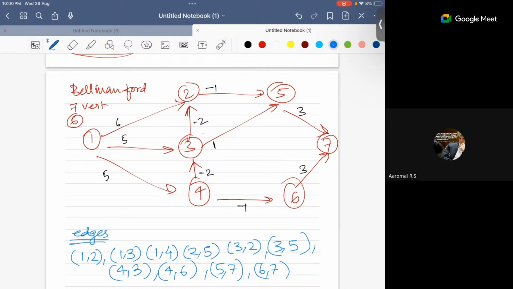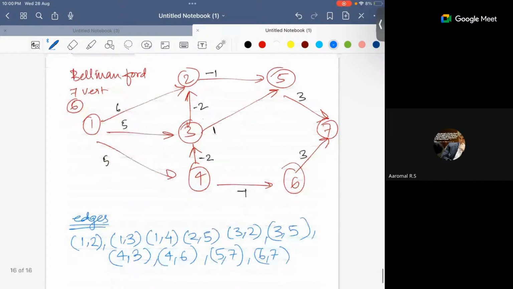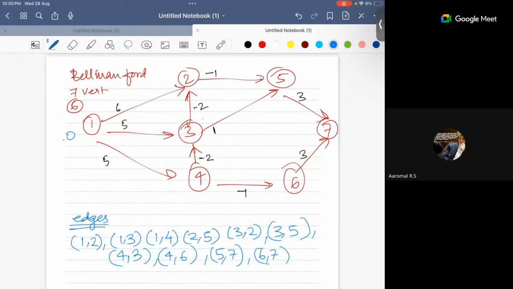And you have to relax how many times? Let's start with the first iteration. Let's write the values: the source is 0 and all the others are infinite. Start the first iteration.